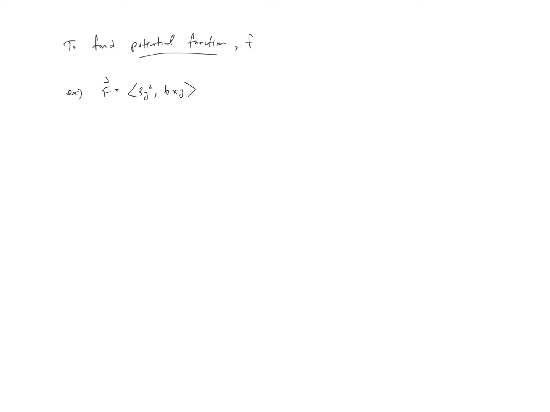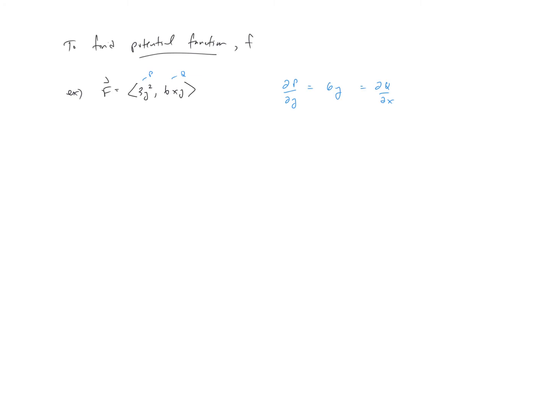So to show it's conservative, I'll come over here to the side, and I'm trying to show that partial P partial y is equal to partial Q partial x. And so remember, that was P and that's Q. So if I take the derivative of P with respect to y, that's going to give me a 6y.